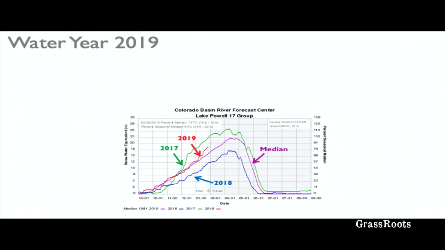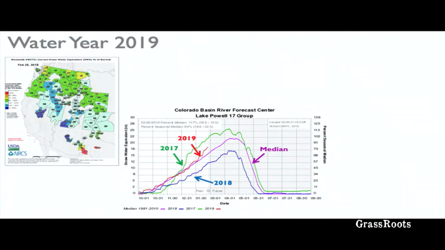Where are we now in 2019 compared with some of these other years? Back to our Lake Powell 17 group, our representative for what's going on for Lake Powell. Here's 2018, our kind of droughtish year last year, 2017, and then the red line there is 2019. I pulled this data on Monday, and at that point, these representative stations in the upper Colorado River Basin were at 117% of normal. And normal is the average of 1981 to 2010.